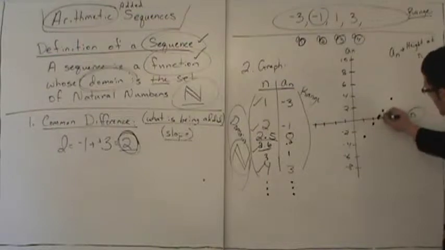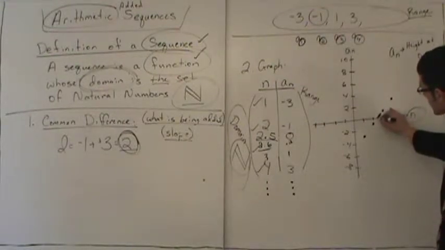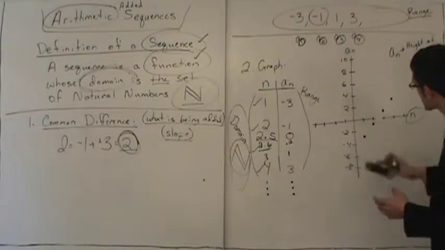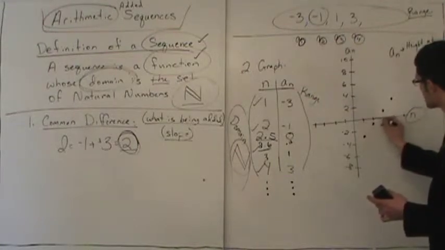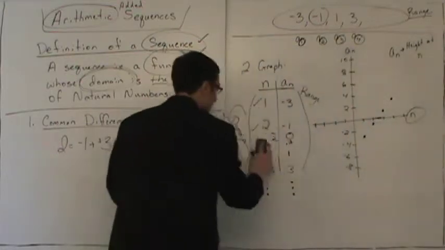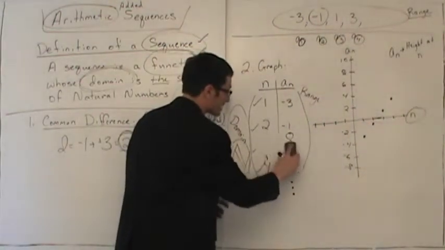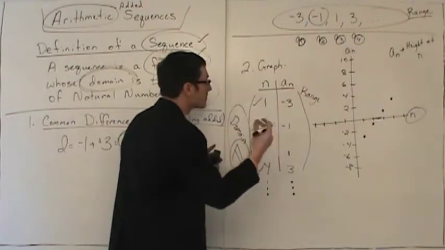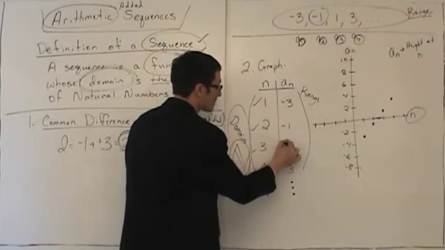So do we have points at 2.5, 2.6? At 2.7 do we have a point? No. At 2.4? No. At 2.3? No. Do we have infinitely many points between? Absolutely not. There's just empty space between. There's nothing between any two points. Why? Because our domain is just broken points, because the domain is just natural numbers.